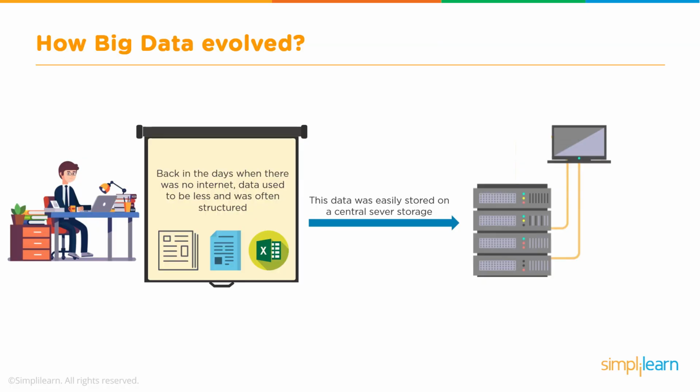Now, we have already discussed and learned about how big data evolved back in the days when there was no internet. Data was less and most probably structured, although organizations have always given a lot of importance to data, right? However, this data was easily stored on a central server storage, or we could say all the data was stored at one place. And as I mentioned earlier also, the chances of 100% data being online was less. In fact, you would have 20 or 30% of data which would be stored online, and the rest of the data would be archived.